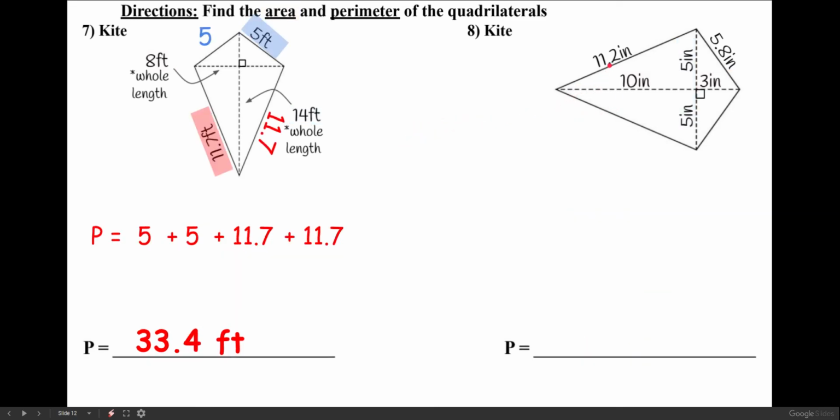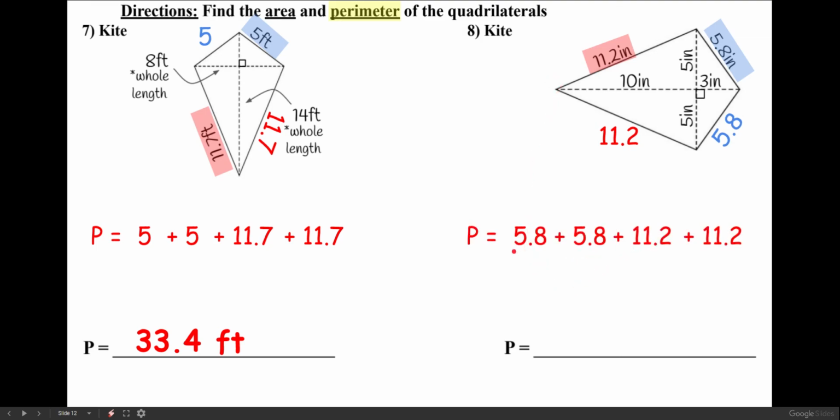So if this is 11.2, then this is also 11.2. And if this is 5.8, this is also 5.8. What do we do to find perimeter? That's right, you add up all the sides. 5.8 plus 5.8 plus 11.2 plus 11.2. Put it in your calculator. Add it up. You end up with 34. 34 what? 34 inches.